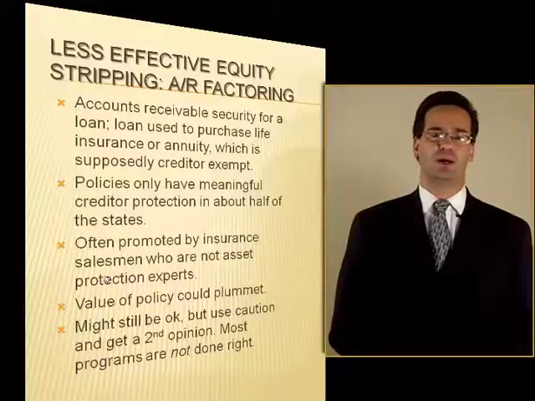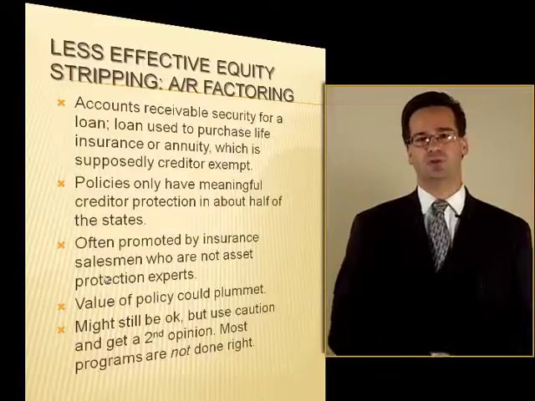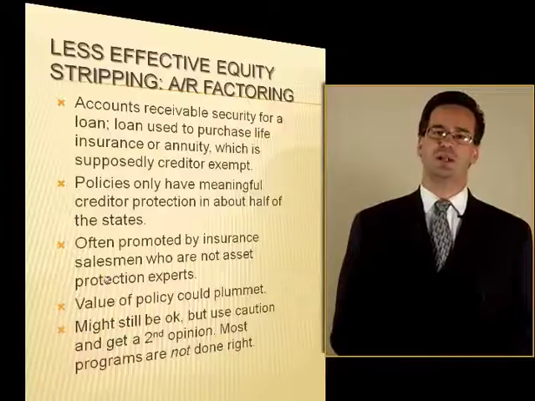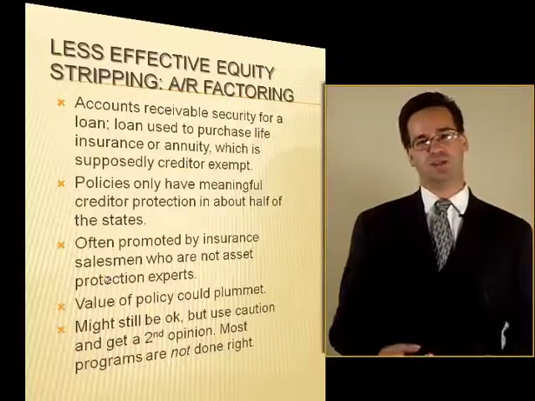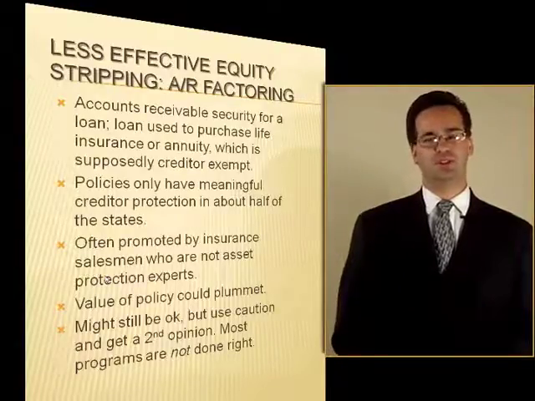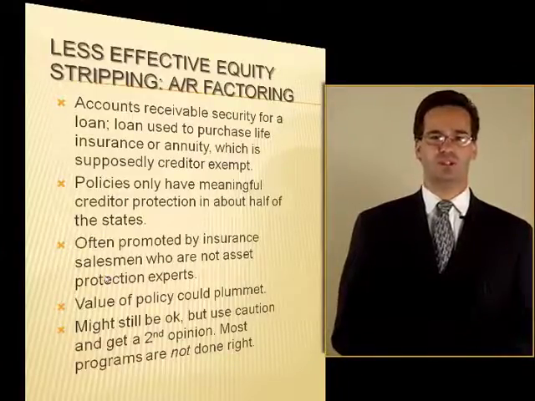Number one, only about half the states offer meaningful amounts of protection, if any protection, on life insurance, and even less on annuities. So you may not live in a state that offers good protection, and even if the statute makes it seem like the life insurance is protected, a lot of these statutory exemptions have loopholes in them. They have ways where a creditor may get around that protection.